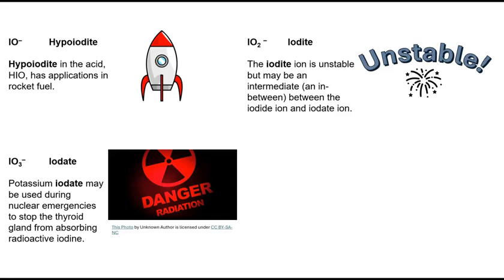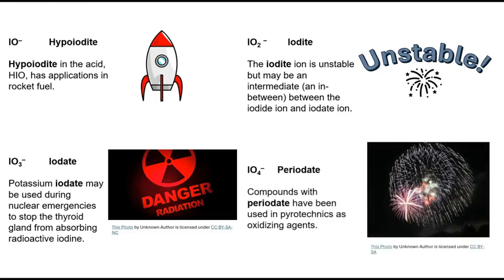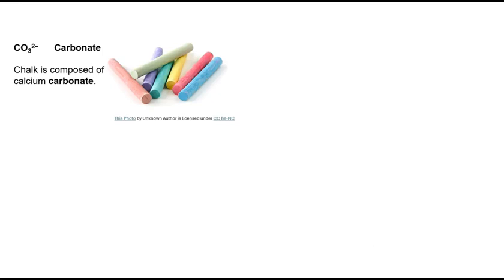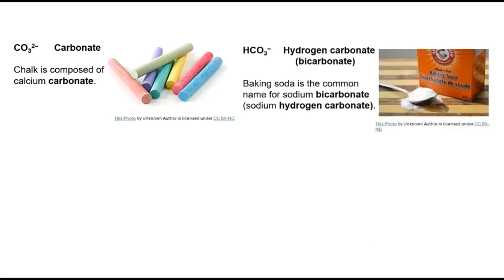IO3- iodate. Potassium iodate may be used during nuclear emergencies to stop the thyroid gland from absorbing radioactive iodine. IO4- periodate. Compounds with periodate have been used in pyrotechnics as oxidizing agents. CO3 2- carbonate. Chalk is composed of calcium carbonate. HCO3- hydrogen carbonate or bicarbonate. Baking soda is a common name for sodium bicarbonate or sodium hydrogen carbonate.